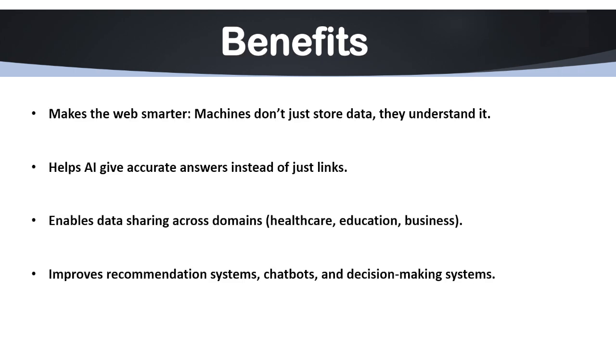So here we have some benefits. First is it makes the web smarter. So machines don't just store the data, they understand it. Like in the previous example, if I ask my system what is the weather in the city where my mom lives, then it first understands who is my mom, where she lives, then it will give me correct information. So machines don't just store the data, they understand it.